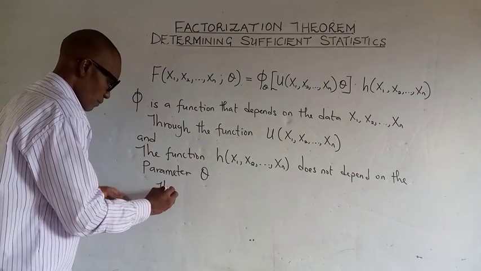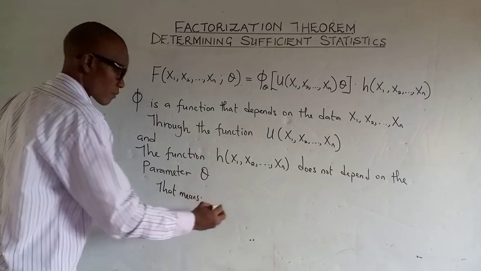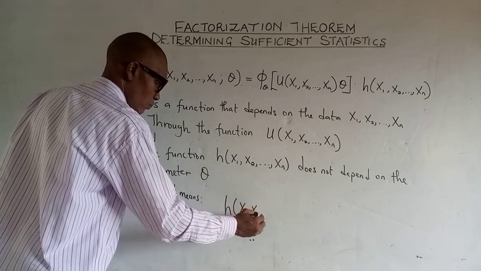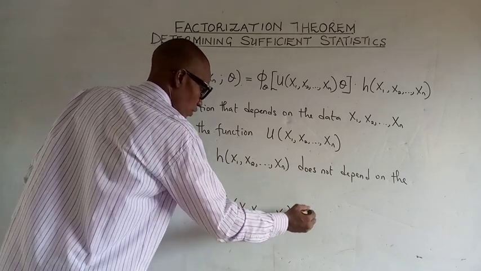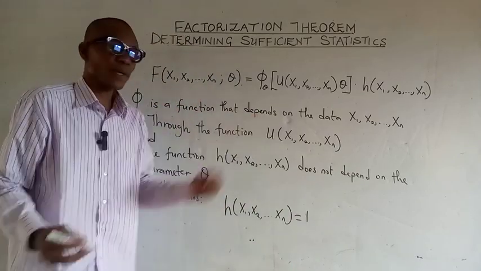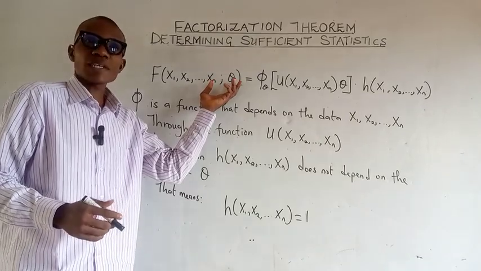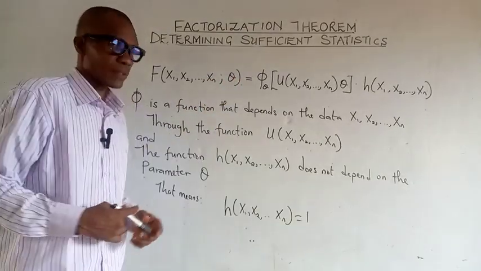That means h of x1, x2 to xn is equal to 1, since it does not depend on the parameter that will be given. So it can be equal to 1.